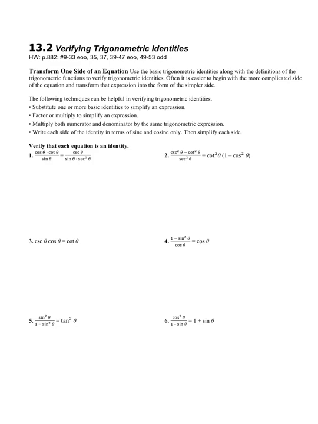All right, this is 13.2, Verifying Trigonometric Identities, Part 1. We're just going to be doing the front side of the handout today, and this is for Honors Algebra 2.